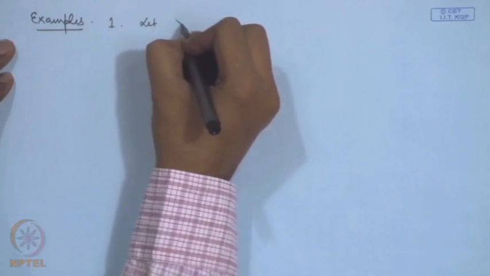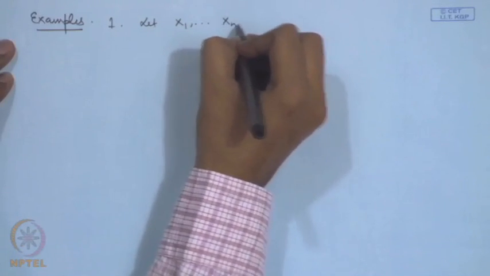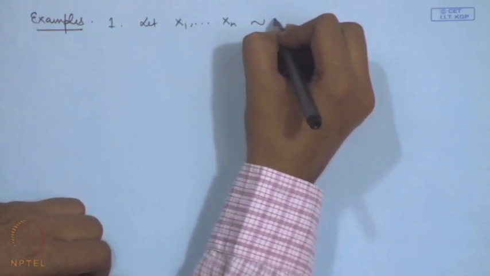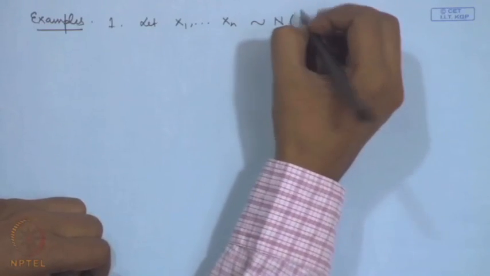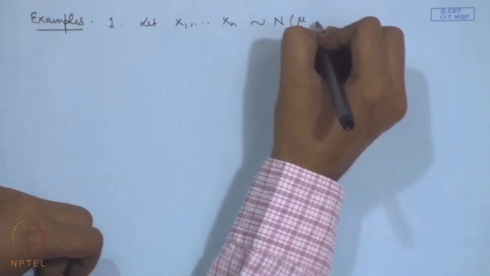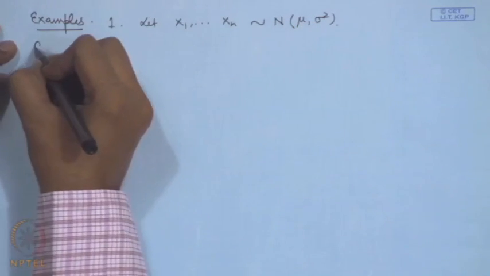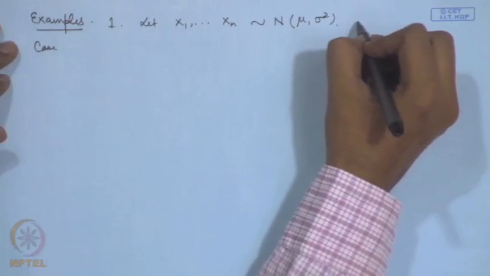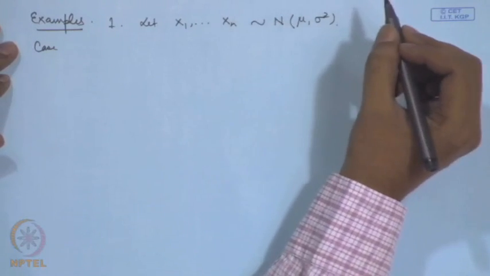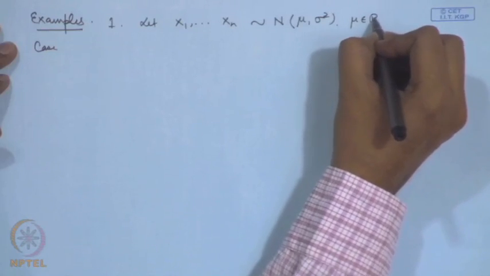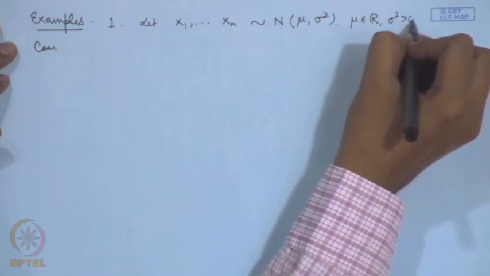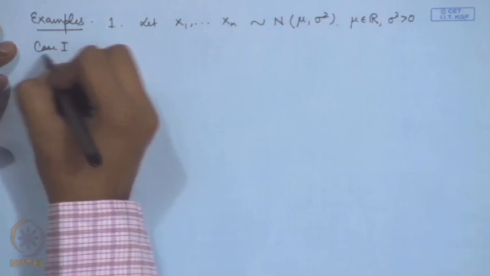So, let x1, x2, ..., xn follow a normal distribution with mean mu and variance sigma square. I will consider different cases. As I mentioned to you, sufficiency is a property of the family of distributions, it is not a property of a variable or a property of the parameter. It is a property which is holding for the family. So, here we are saying mu belongs to R, sigma square is positive. Let us take special cases.